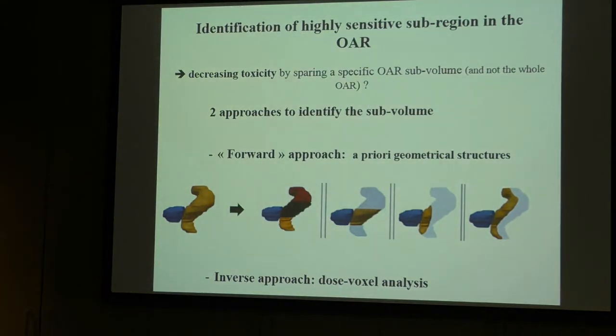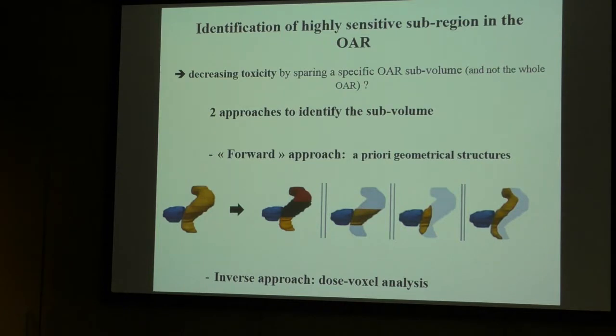I will go quickly. The idea, and this is very interesting also as a physician, is that when we do our planning, we consider, of course, organs at risk, and we try to limit the dose in the whole organ at risk, which is a good way, of course, to think. But intuitively, it's likely that a subpart of the organ at risk may be particularly sensitive, depending on the symptom you consider. So the goal of this kind of study was to identify subparts of the organ at risk which are highly sensitive.